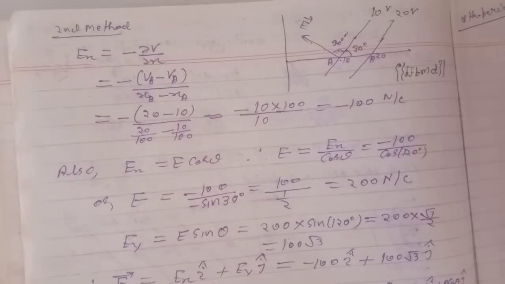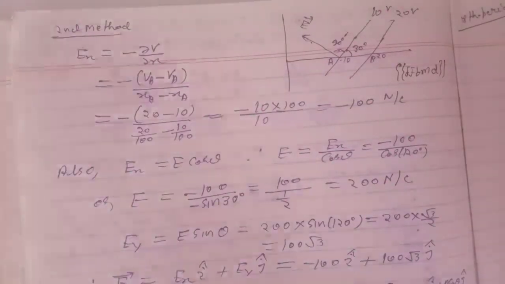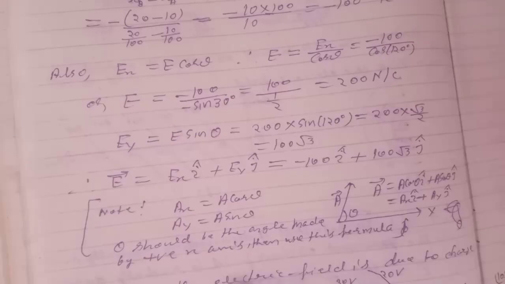Note Ax equal to A cos theta and Ay equal to A sin theta. If it makes angle theta with x axis, then we can write A vector equal to A cos theta i cap plus A sin theta j cap, that is Ax into i cap plus Ay into j cap, and theta should be the angle made by the positive x-axis.